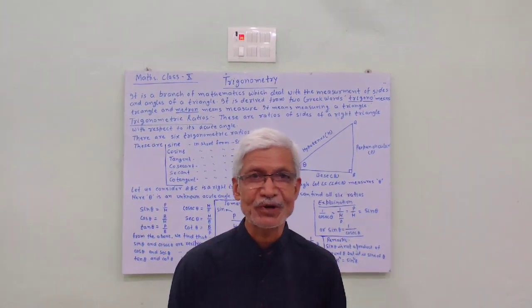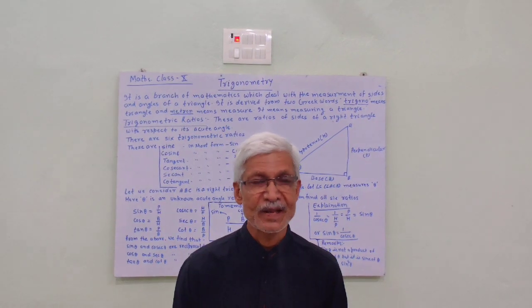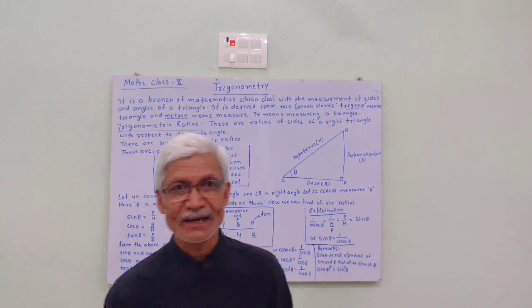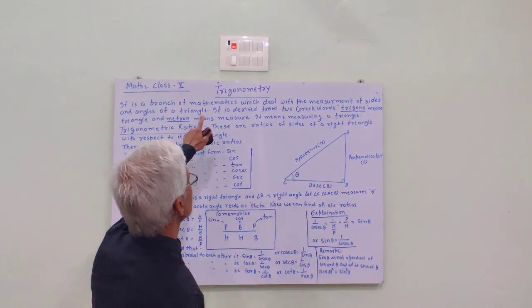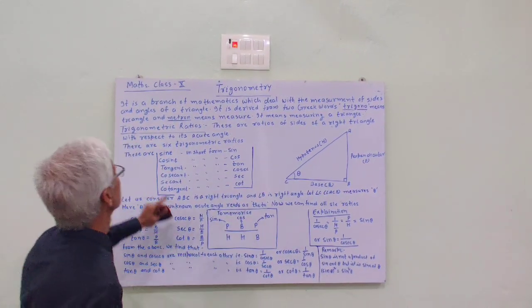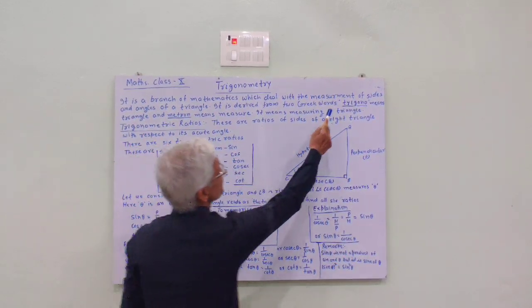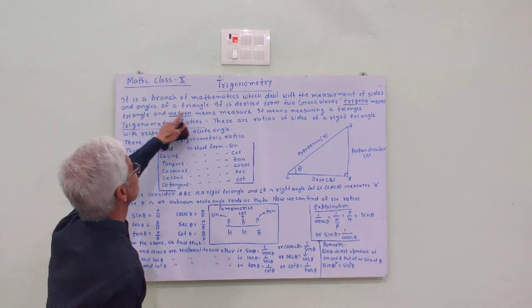In this segment, I am going to explain trigonometry. It is a part of mathematics of class 10. So let us see trigonometry. Actually, it is a branch of mathematics which deals with the measurement of sides and angles of a triangle.